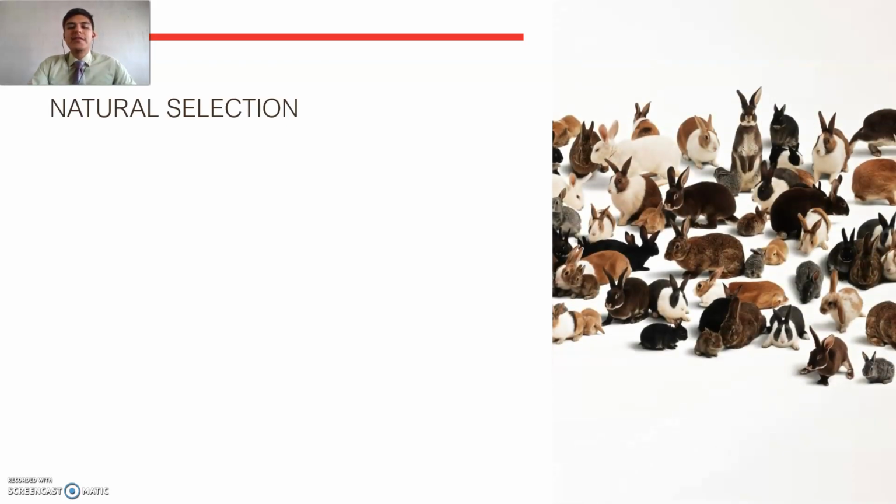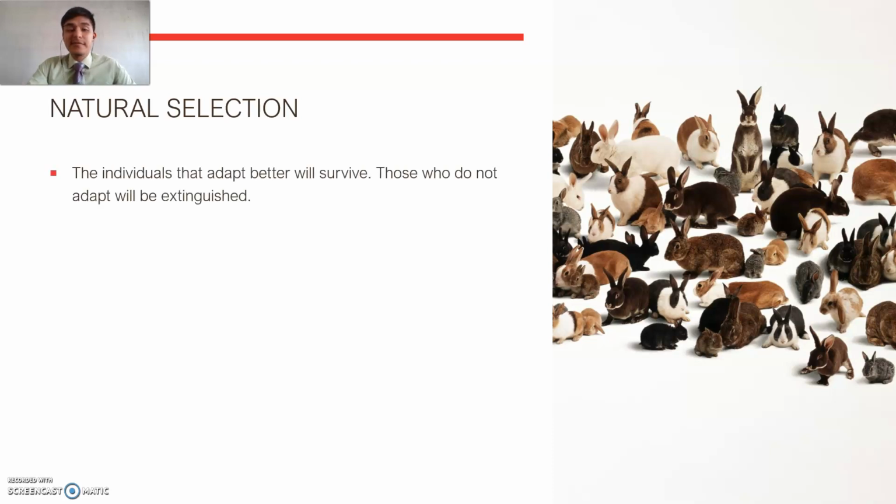Now we have to talk about natural selection. So, have you ever wondered why rabbits have a lot of offspring? Well, trust me, a long amount of offspring. And why do they reproduce so fast? Well, the individuals that adapt better will survive. That's basically what natural selection is. Those who do not adapt will be extinguished.